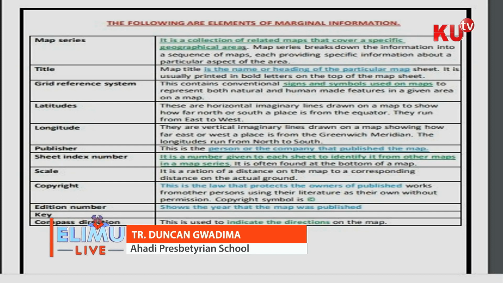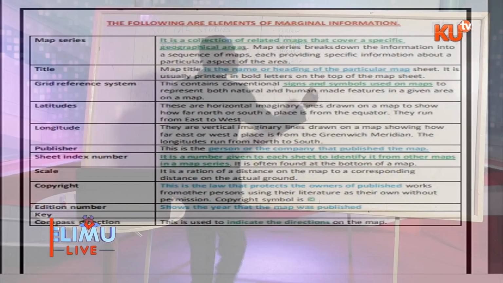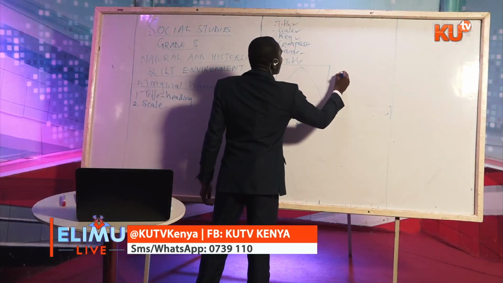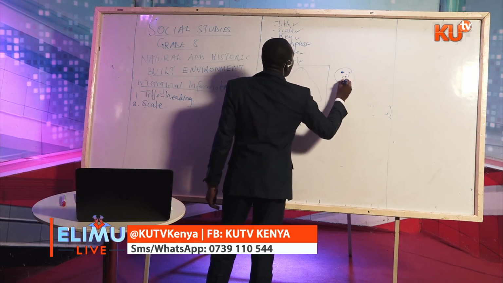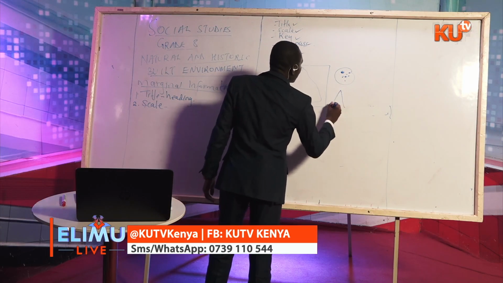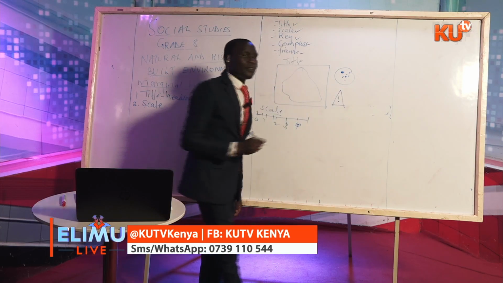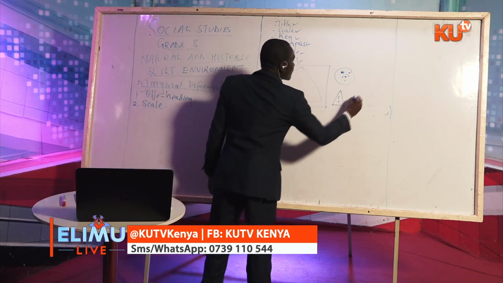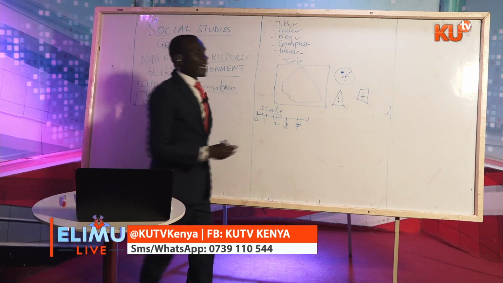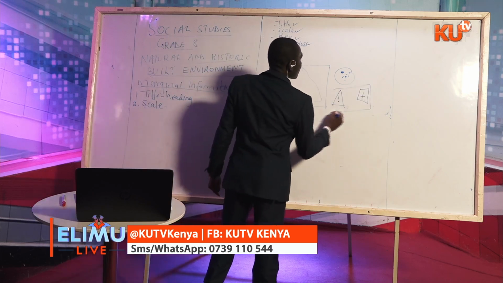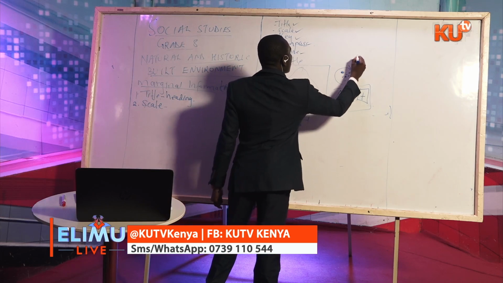Another one is called the grid reference. Grid reference refers to signs and symbols that have been used on a map. Sometimes we find signs and symbols. If this is a sign, this is a symbol, and then this is a sign. This is also a sign. This is also a sign. So these are signs, and this is a symbol.